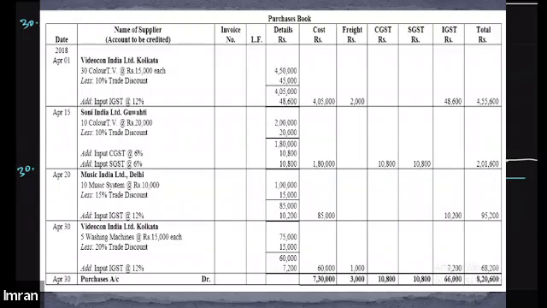Is it clear? Am I clear, everyone? Yes, sir. Okay. So guys, just take the screenshot of the solution as well. Take the screenshot of this solution and try to solve this question at home considering this format. Try to present your answer in this format.